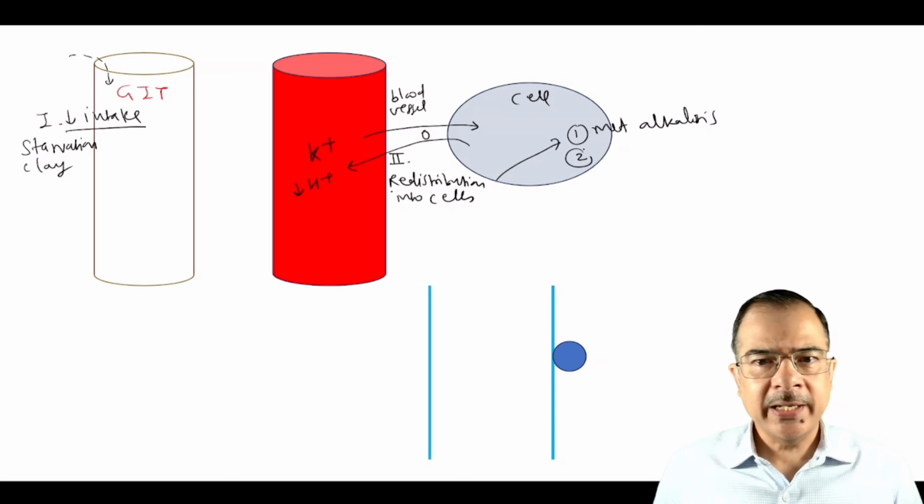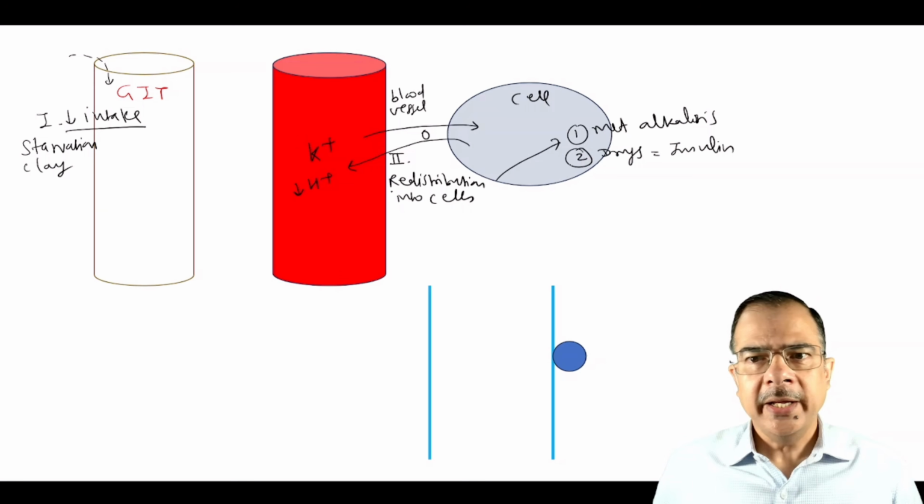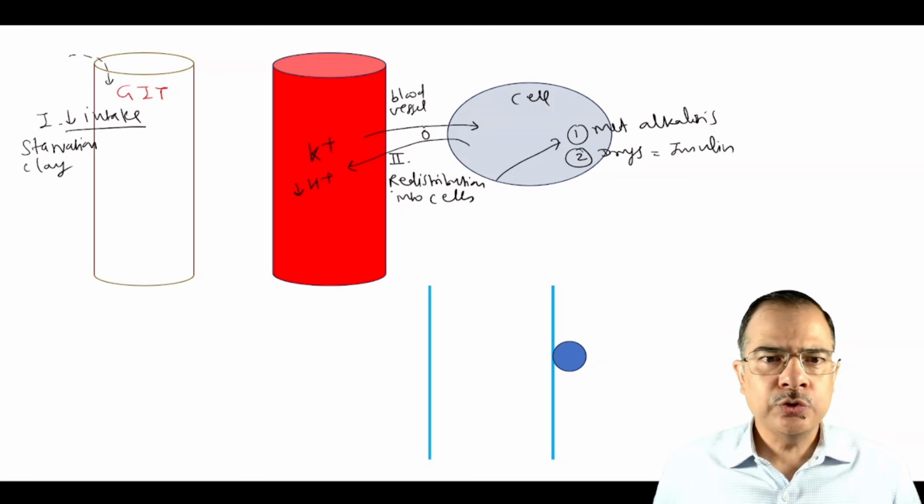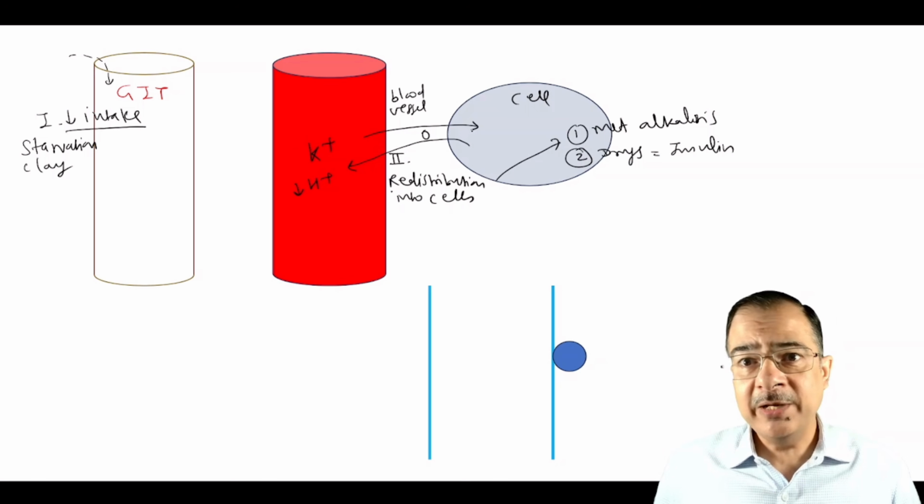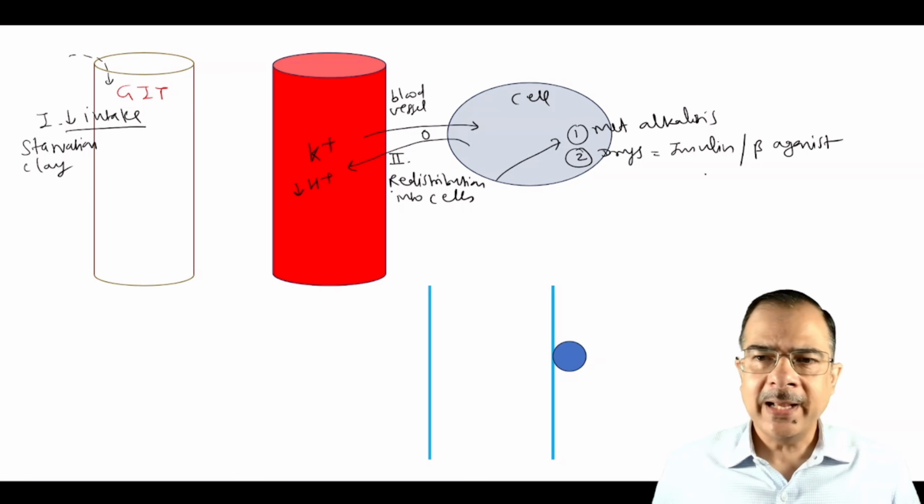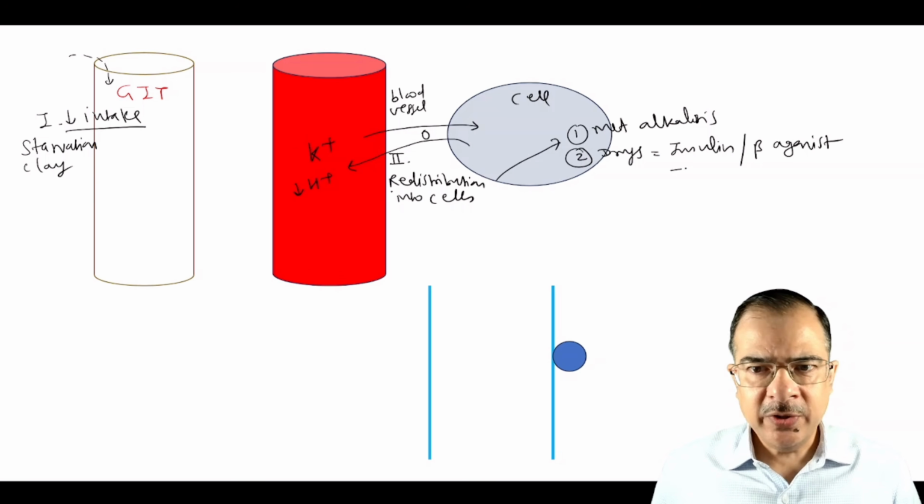The second cause is some hormones or drugs, like insulin. Insulin has a property that it leads to potassium uptake into the cell within minutes, and the same property is shared by beta agonists like salbutamol. Then theophylline.